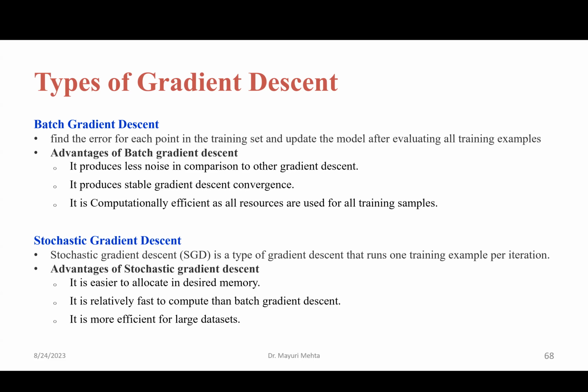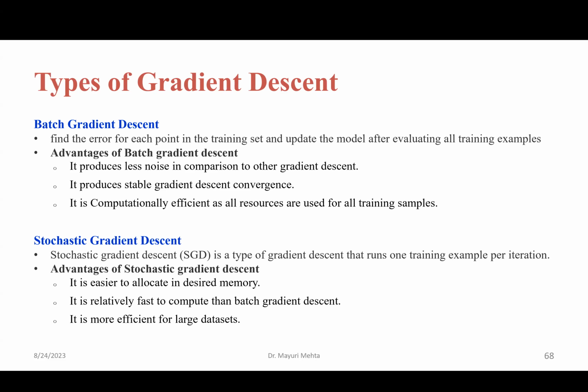Here are the other advantages of stochastic gradient descent. Learning happens on every example, and it is easier to allocate in desired memory. It is relatively fast to compute compared to batch gradient descent because only one sample is used at a time, while in batch gradient descent the entire batch is considered to compute the gradient. It is more efficient for large data sets. So those are some of the advantages.